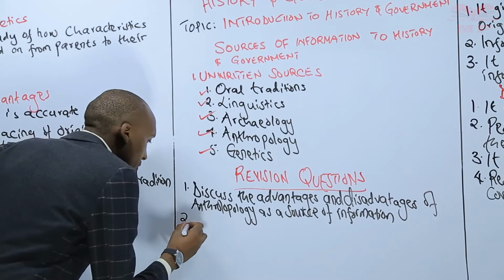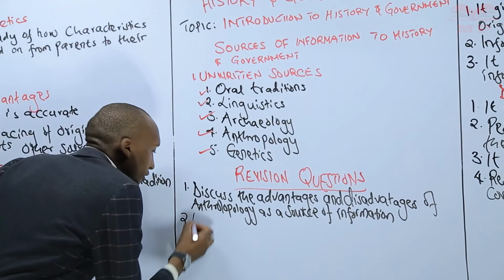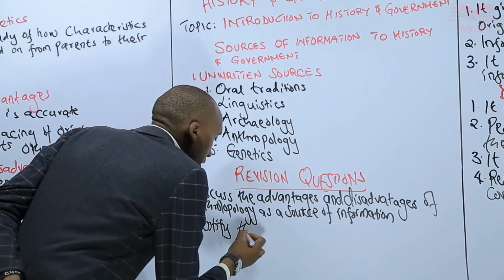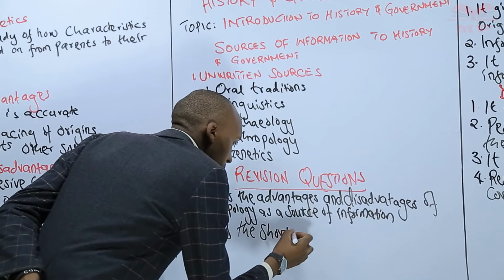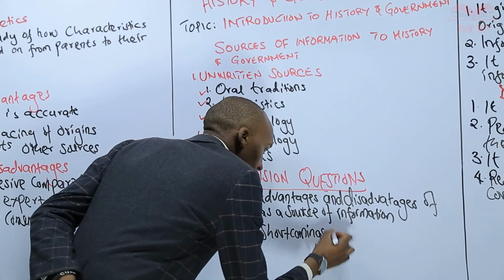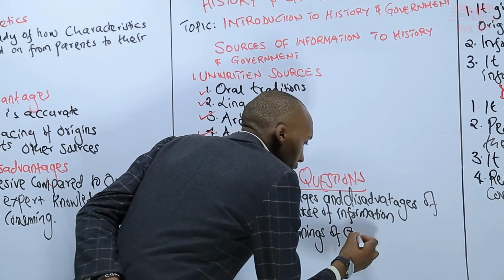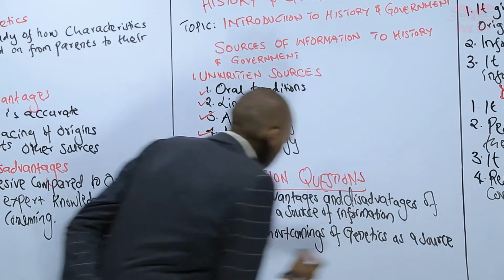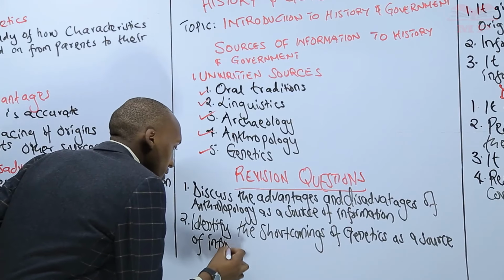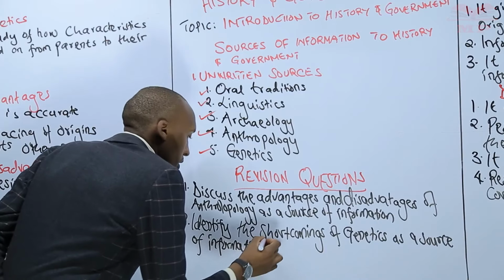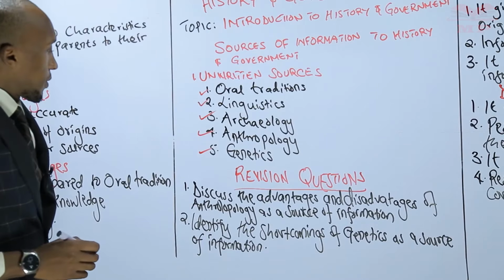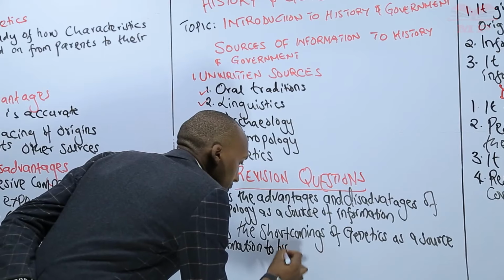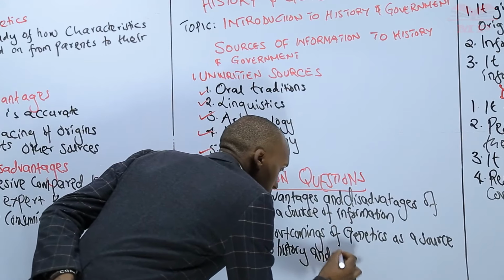And then number 2, identify the shortcomings of genetics as a source of information to history and government.